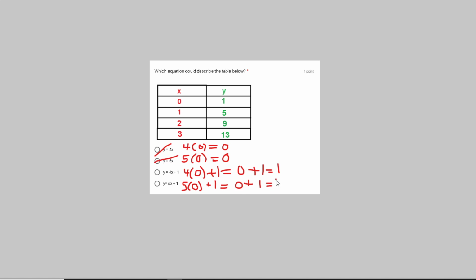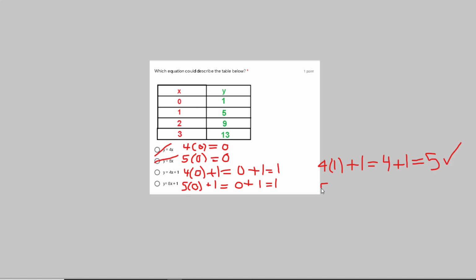So we're still kind of stuck between these two. Let's look at the next row. When x is 1, y is 5. Well, let's plug in a 1 here for x and see what we get. We get 4 times 1, that's 4, plus 1 is 5. So this works.